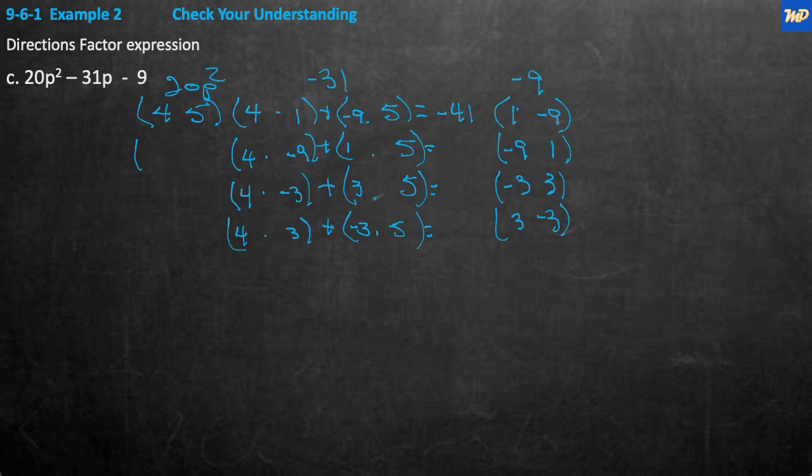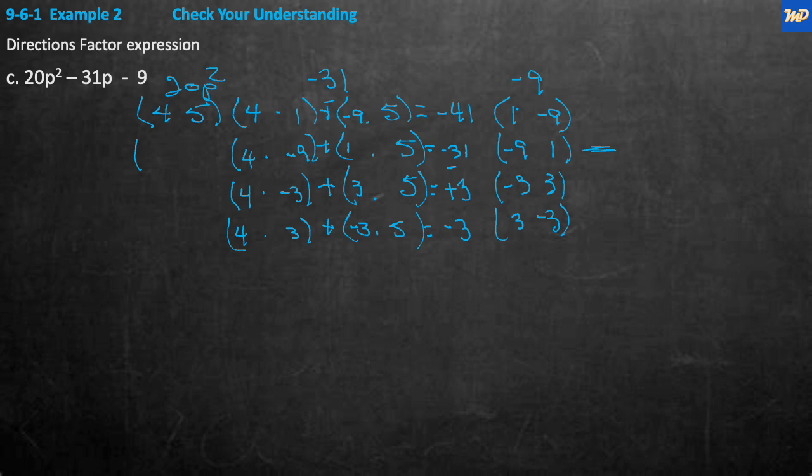Negative 9 times 4 is negative 36, plus 5. 5 times 1 is 5. Negative 36 plus 5 is negative 31. We need to go no further because we found the negative 31 right here. If we had gone farther, it would be 4, negative 12, and 15, so it's going to be a positive 3, and 12 and negative 15 is going to be negative 3. So the 31 is what we're looking for. Here's our factor. We don't have to go any further than that.